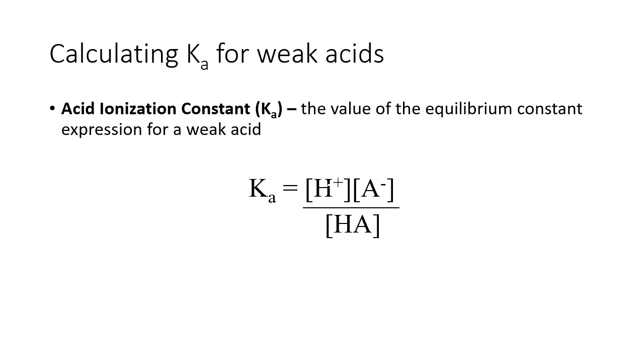So what about weak acids though? How do we find the pH of a weak acid when we know that all of it hasn't dissociated into H plus ions? Well, this is where we would use an acid ionization constant. This is the value of the equilibrium constant expression for a weak acid. This is abbreviated as Ka, and the equation for the Ka of an acid is H plus concentration times A minus concentration over the concentration of HA.